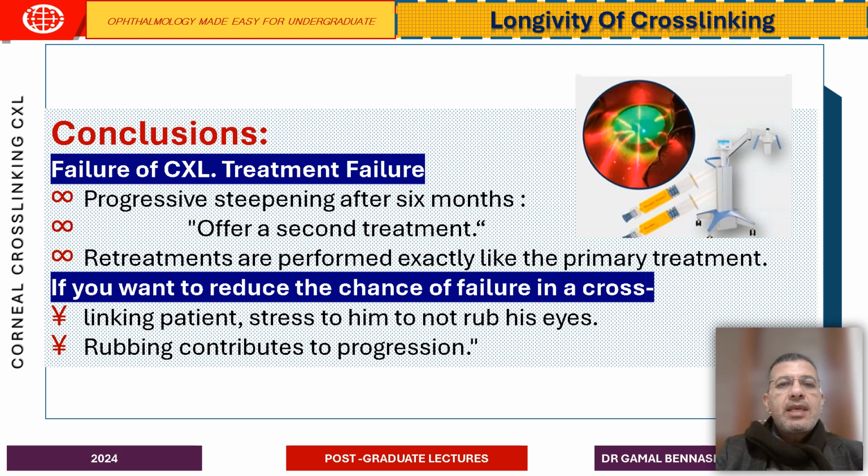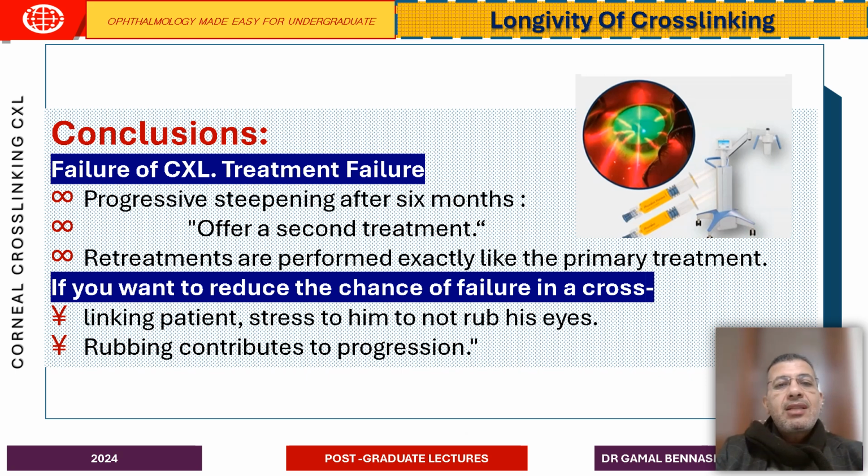So in conclusion, the failure after cross-linking can be divided into early failure and late failure based on the onset, as well as based on the etiology behind it. The early failure is usually within the first 6 months after primary cross-linking, and might be related to the technique that you used, whether epithelial on or epithelial off. It might be related to the poor concentration of the riboflavin that you used, or poor oxygen supplementation, and many factors related to the technique itself. This will lead to a primary failure of your cross-linking.